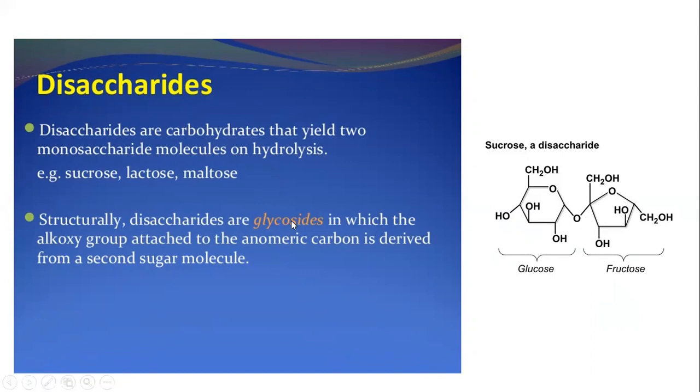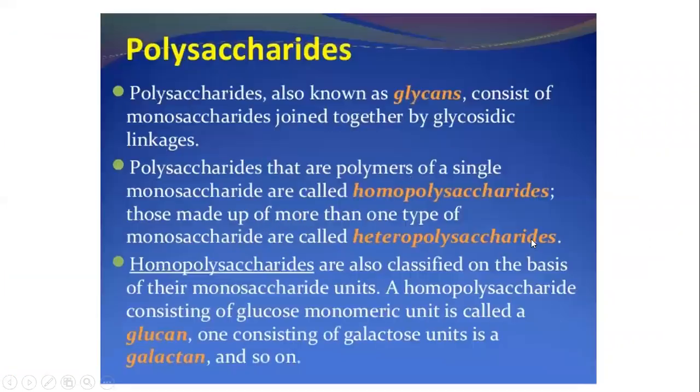These disaccharides are known as glycosides, as they consist of glycosidic bonds. The polysaccharides are also known as glycans because they consist of multiple monosaccharides joined together by glycosidic linkages. The polysaccharides that are polymers of a single monosaccharide are called homopolysaccharides, and those made up of more than one type of monosaccharide are known as heteropolysaccharides.